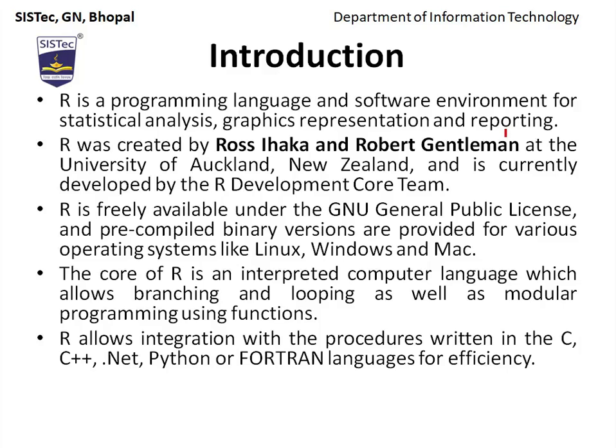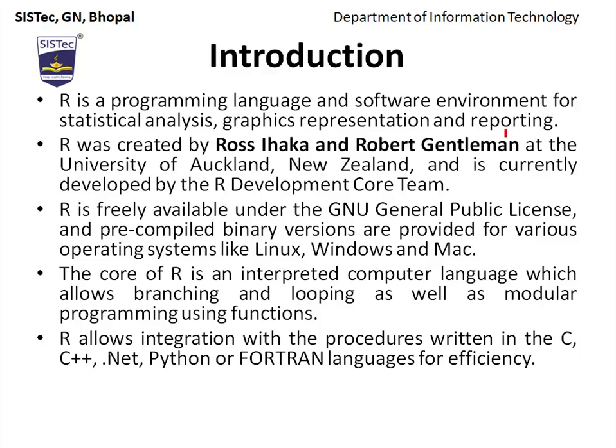R was created by Ross Ihaka and Robert Gentleman. Both the creators' names initially start with R. That's why this programming language is known as R language. This was created at the University of Auckland, New Zealand, and later on it was developed by the R Development Core team. R is freely available under the General Public License, and pre-compiled binary versions are provided for various operating systems like Linux, Windows, Macintosh, etc.